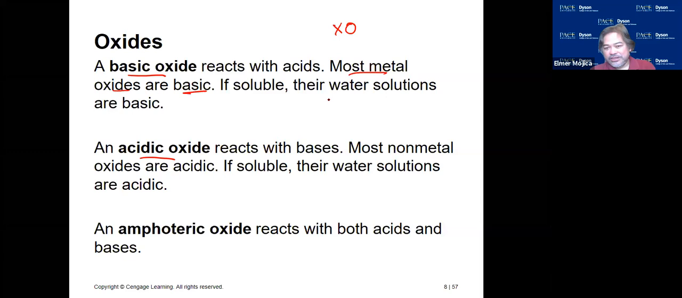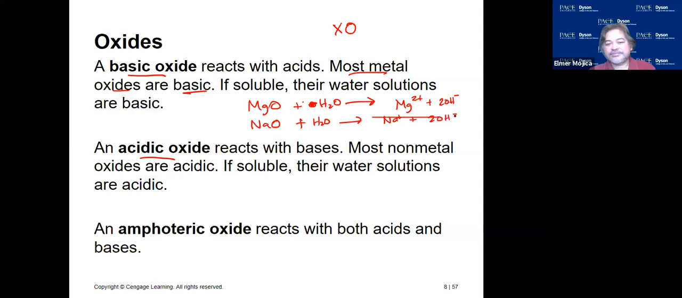So if it's soluble in water, their solutions become basic. So what are these? Magnesium oxide, sodium oxide. Whenever they react with water, what do you think is produced? Making it basic. So when you react with water, what is produced? You have magnesium 2 plus and 2OH minus. The same thing here. That's what makes it a basic oxide.